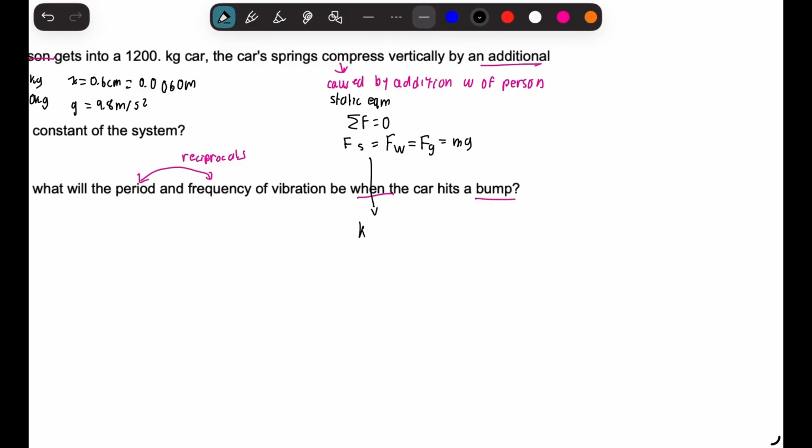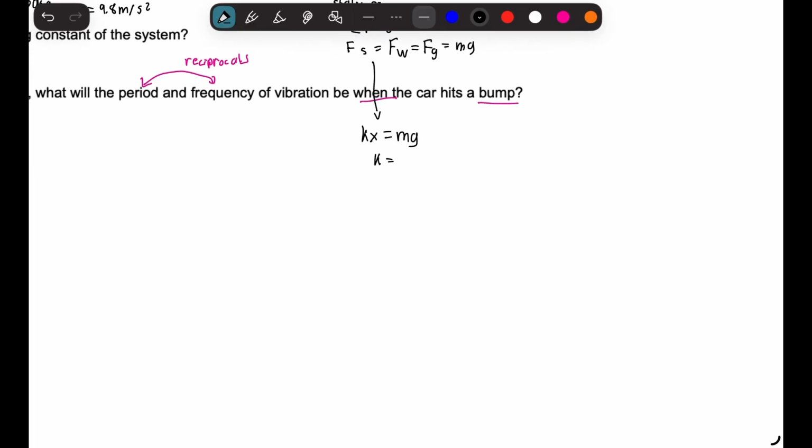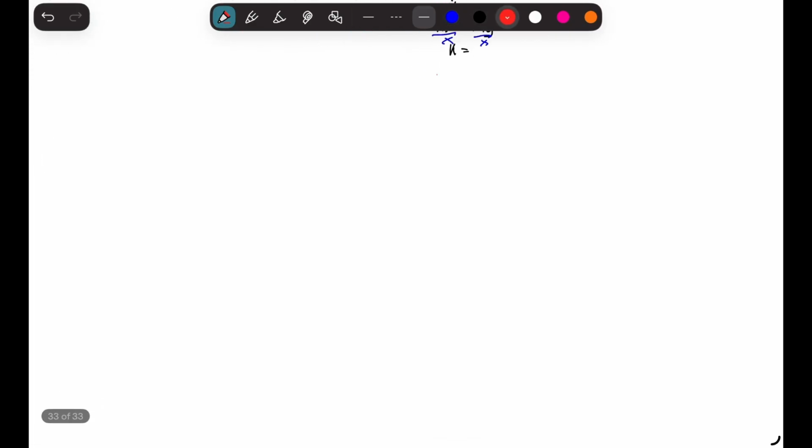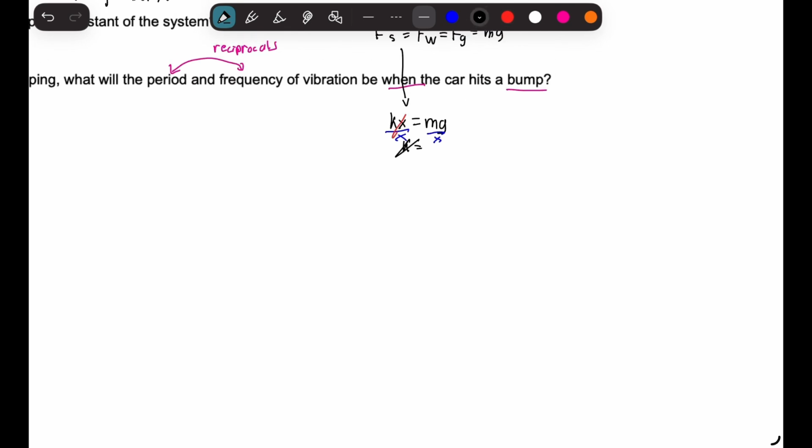Fs is equal to kx and our mg. We want the spring constant k, so you're going to divide by x. And you're going to get k is equal to mg over x. So you just substitute in your values, 735 over 0.0060. That's equal to 122,500 newtons per meter. And that's equal to 1.2 times 10 to the power 5 newtons per meter with 2 sig figs.